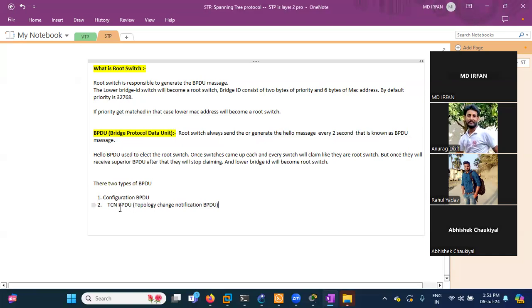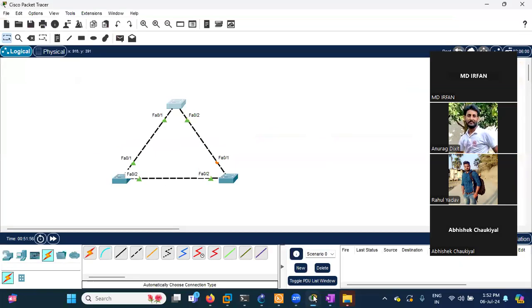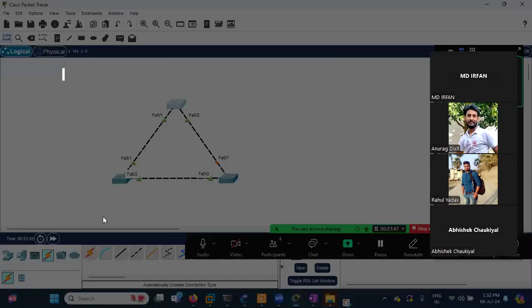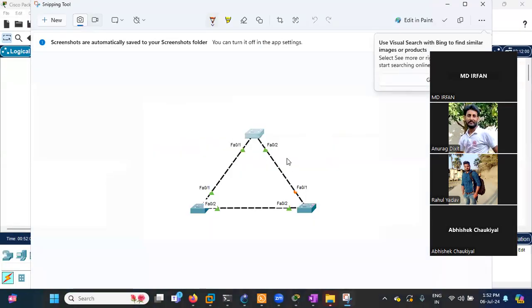So what does it actually mean? Configuration BPDU is whatever you are learning till now, right? TCN means topology change, as the name says. Something happened in the current topology, the running topology. If something went wrong, maybe any cable went down, for example this cable is disconnected, then a message will be generated, known as a TCN.